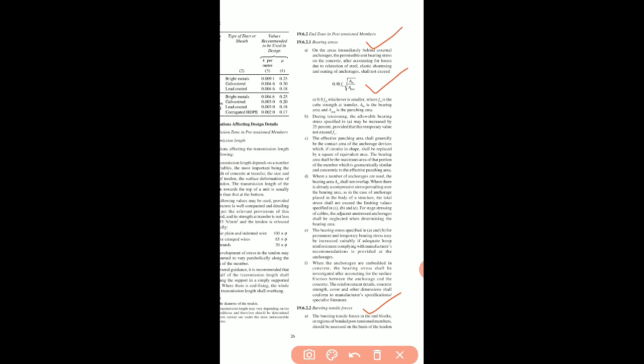Everything is there in the IS code, you just have to check. You can use the IS code in the exam also, so please go through it. If you forget any formula or any symbol, you will find it in the IS code, but you have to know where it is. It is on page number 26, clause 19.6.2.